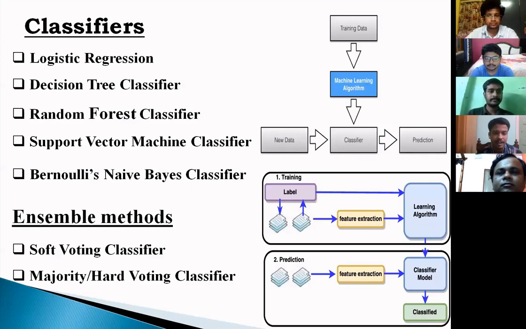A classifier is an algorithm that sorts data into labeled classes or categories of information. So the classifiers used here for training the data model are logistic regression, decision tree classifier, random forest classifier, SVC or support vector machine classifier, and Bernoulli Naive Bayes classifier. And finally, the classifiers are assembled using the methods of soft voting and majority or hard voting classifier, out of which the hard voting classifier predicts the most accurate result.